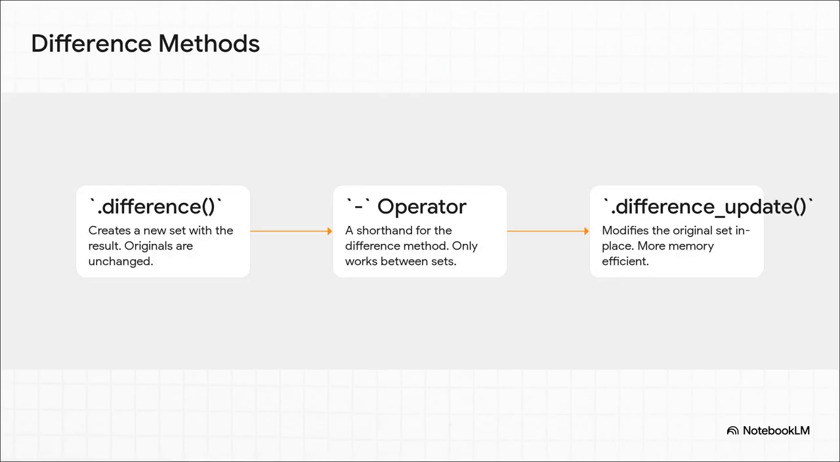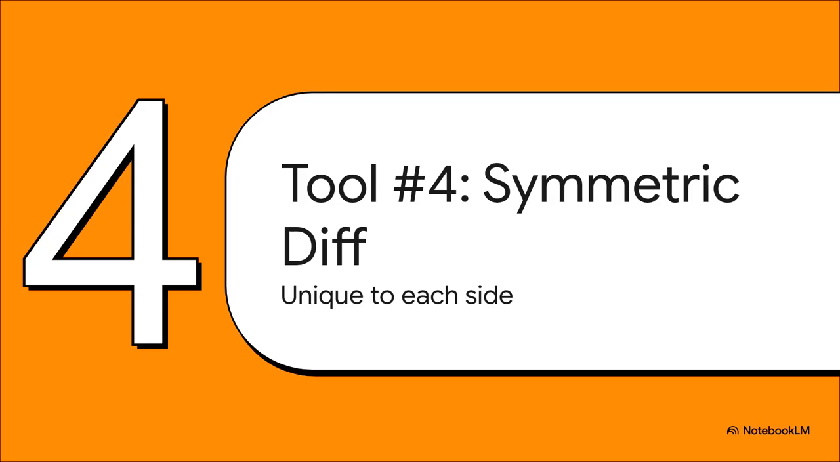And hey, you're probably seeing a pattern here, right? You've got your standard .difference method, you have a shorthand operator, which this time is the minus sign, and of course you have the memory-friendly .difference_update to modify the original set in place. All right, we're at our last tool. This one's a little more advanced, but it's super useful.